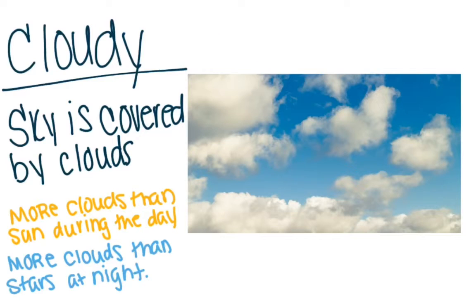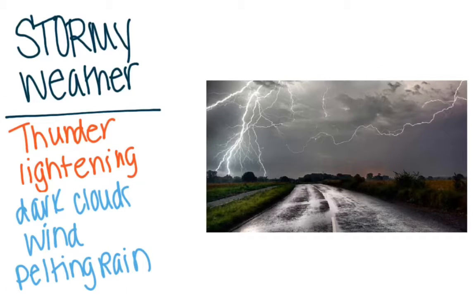This is cloudy weather. Cloudy weather is when the sky is covered by clouds. When the weather is cloudy, you will see more clouds than sun during the day and more clouds than stars at night. Stormy weather is characterized by thunder and lightning, dark clouds, wind, and pelting rain. So it's stormy when you have a mixture of those things happening. Like in the picture, you can see the roads are wet, so that means that it already rained. We see lots of clouds and we see thunder.